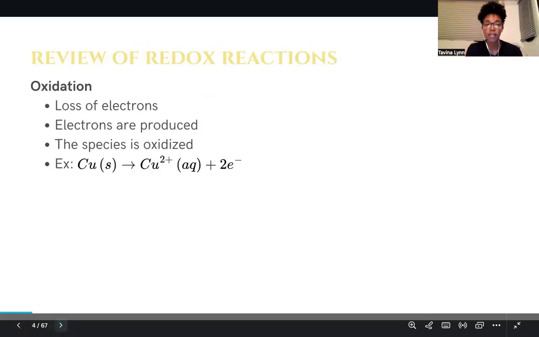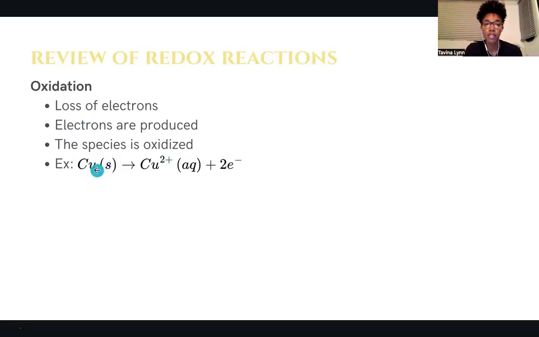So remember, oxidation involves the loss of electrons. So electrons are produced, and they're written as a product. The species that loses electrons is said to be oxidized. In this example, we have copper solid, which is oxidized, so it produces copper 2 plus, and we write the 2 electrons as a product.